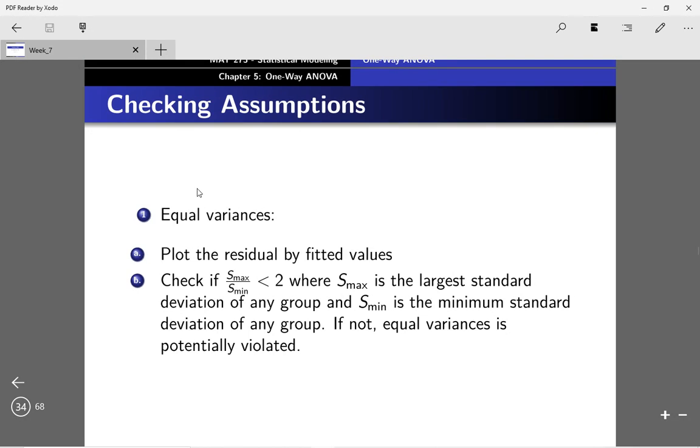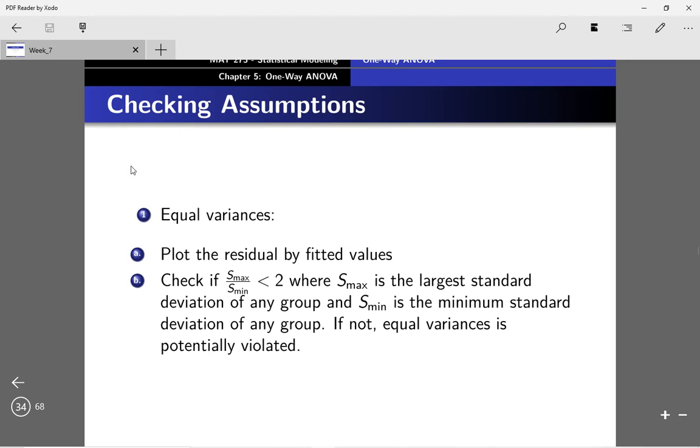Okay, so for checking that equal variances assumption, we can again, just like regression, plot the residual by fitted values. Looking at that plot, we just want to see that constant spread across the x-axis, no fanning or any sort of weird patterns.